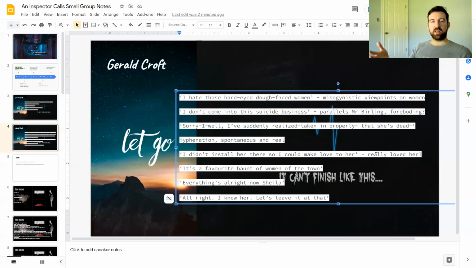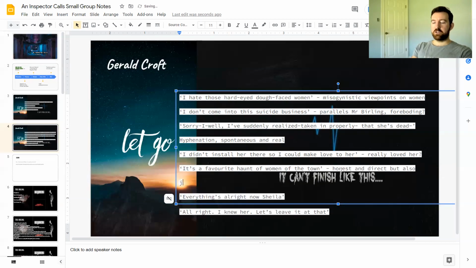He would go and drink in bars that he knew there were women of the town in. So it's interesting because it's refreshingly honest and direct, but it also juxtaposes the image of him as a Prince Charming, I suppose you'd say.